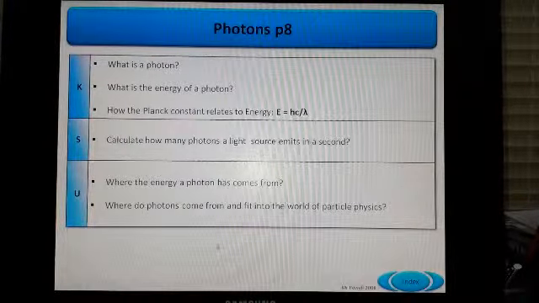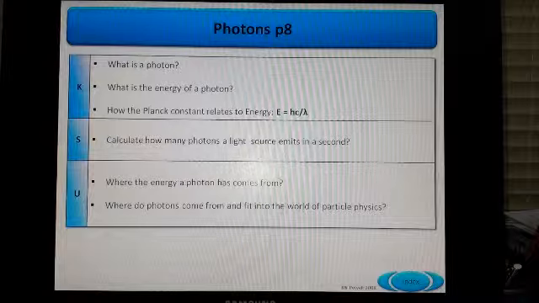Now then, we'll leave it there because we've done quite a lot, but that should introduce you to atomic physics for AS.